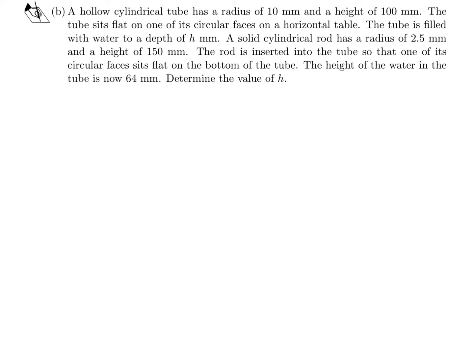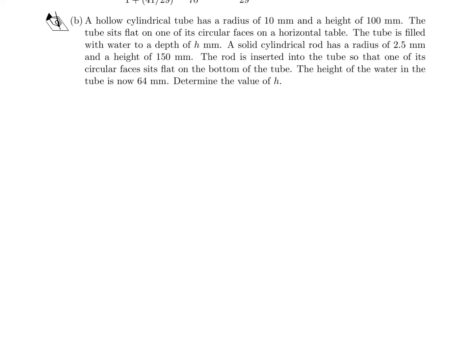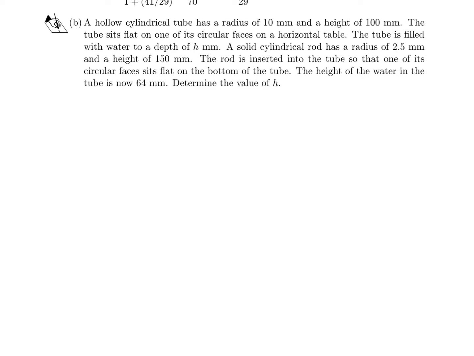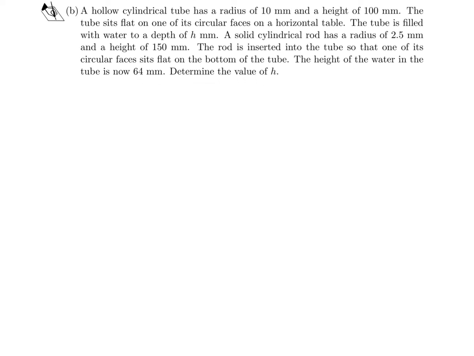A hollow cylindrical tube has a radius of 10 and a height of 100. The tube sits flat on one of the circular faces on a horizontal table. The tube is filled with water to a depth of h. A solid cylindrical rod has a radius of 2.5 and a height of 150. The rod is inserted into the tube so that one of its circular faces sits flat on the bottom of the tube. The height of the water in the tube is now 64. What is the value of h?